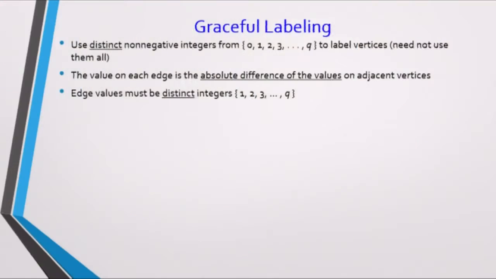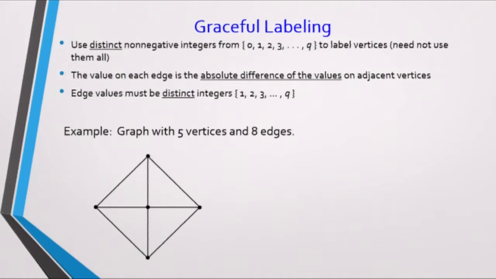So, here are 3 conditions. Use distinct non-negative integers, 0 to q, to label the vertices. And then take the absolute difference of the numbers on the vertices to label the edge. And all of the edge numbers should be 1 through q. Okay, so here it is. This has 5 vertices and 8 edges. So we could use 0 through 8 to label those 5 vertices.